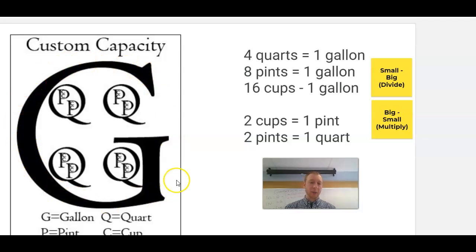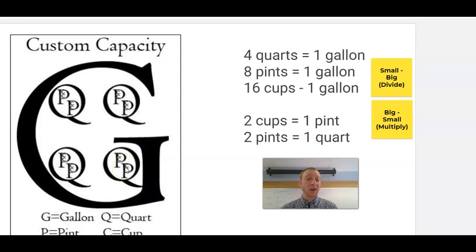This diagram we have here, right? So we see the big G, that stands for gallon, right? Everything fits within the gallon. How many quarts are in a gallon? Well, look, 1, 2, 3, 4 quarts are in a gallon. You can also see that there's 2 pints in a quart, but also we can see how many pints are in a gallon, right? It says here there's 8 pints in a gallon. Well, look, 1, 2, 3, 4, 5, 6, 7, 8. There's 8 pints in a gallon.